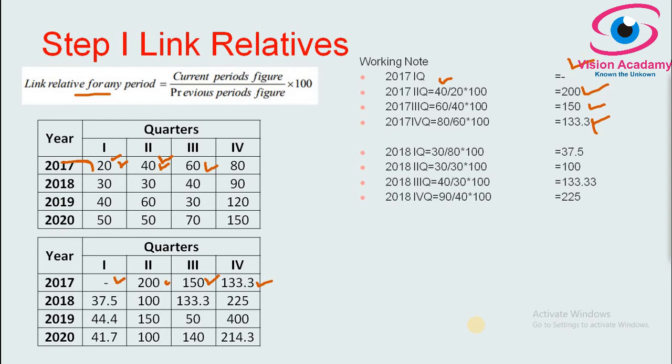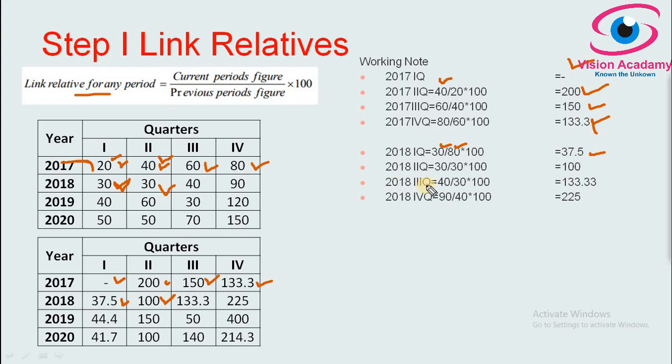So these are the examples of 2018. For the first quarter of 2018, let us apply the formula. The current period figure is 30 and the previous period is 80. So 30 by 80 into 100 will be 37.5. I have inserted that here. For the second quarter of 2018, the current period is 30 and the previous period is also 30. So dividing and multiplying by 100, we obtained 100 as the link relative.